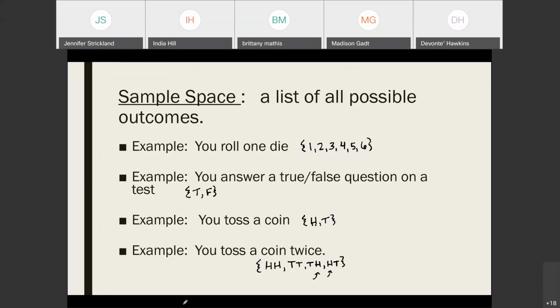So like I said, those are pretty straightforward. You shouldn't have any real difficulty thinking through those sample spaces. Everybody feel okay with that? Anybody have a question? Okay.